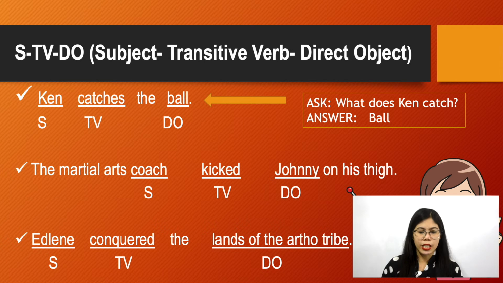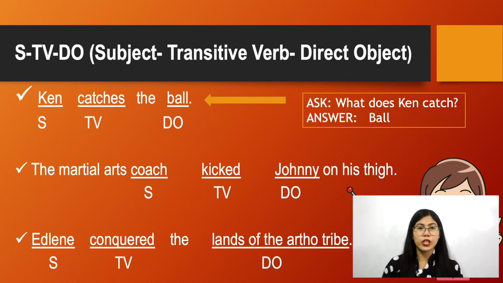Ken catches the ball. Ken is the subject because he is the doer of the action, because he's the one who catches the ball. The word catches is the transitive verb because it is an action word and it has an object that will receive the action of the verb. And our direct object is the word ball because it answers the question what. If you will ask, what does Ken catch? The answer is ball. So it is correct that it is our direct object. Aside from this, the word ball is a noun.